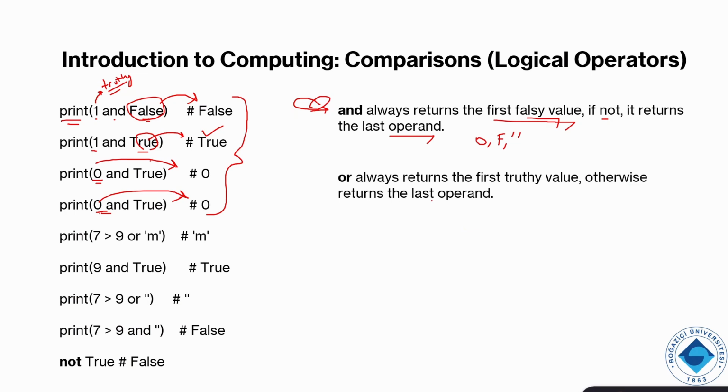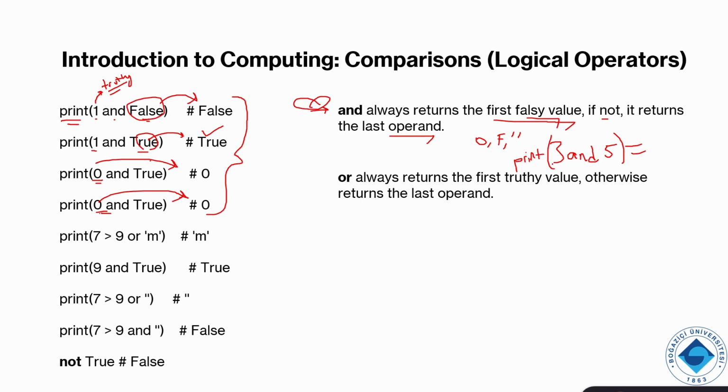Or let me think about what I can give as an example. Let's ask 3 and 5, for example. If I ask you what is print 3 and 5, what are you supposed to see, what will it return?